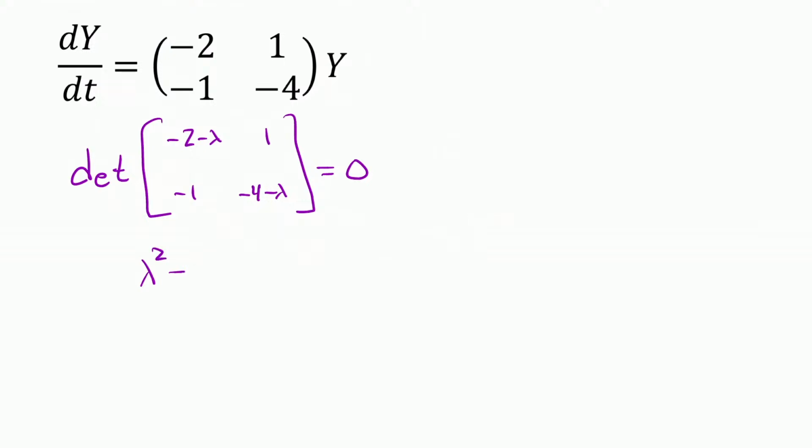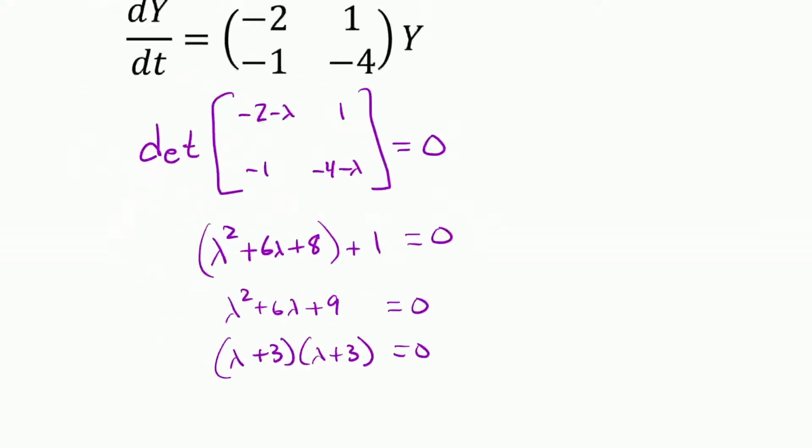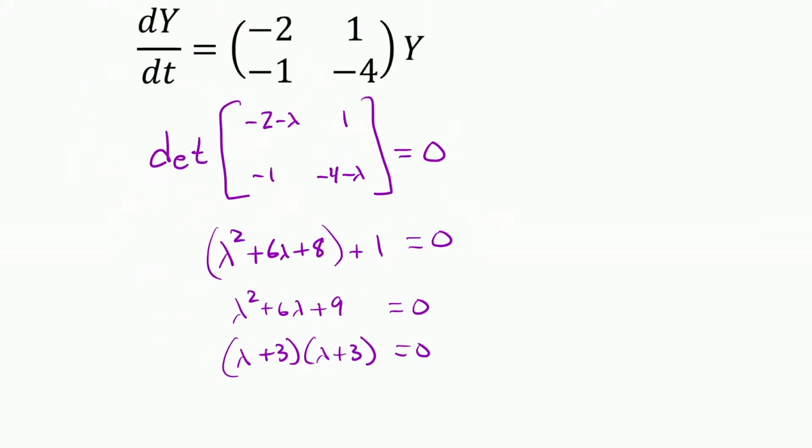So let's see. This is going to be plus. It's all negative, isn't it? Okay, so lambda squared plus 6 lambda plus 8, plus 1. It's pretty straightforward. You're going to get a repeated eigenvalue: lambda equals -3, lambda equals -3.